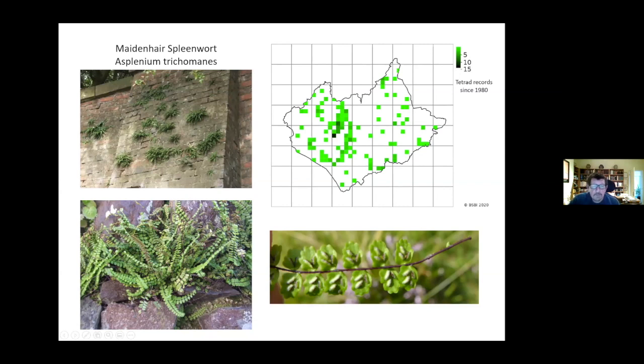There are 3 subspecies, and we only have 1 in Leicestershire. That's subspecies quadrivalens, because the other 2 are confined to really very acidic habitats. We don't have those. We have limestone mortar in bridges, and this is what it likes. This is called subspecies quadrivalens, and again, very much an urban distribution.